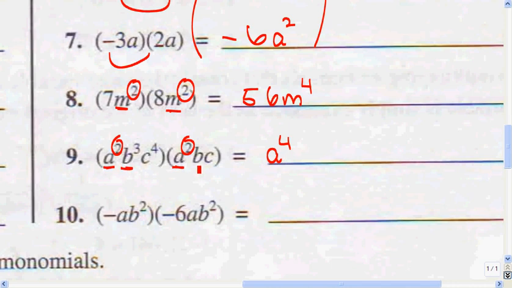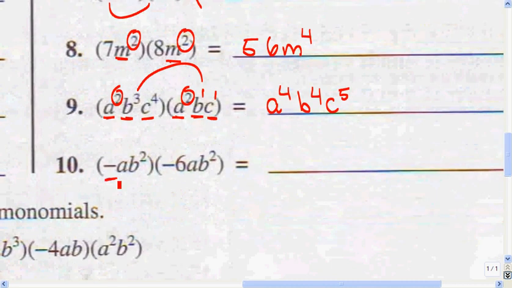Then we're going to do the b's. This is 3 and there's a 1 because when there's no exponent, it's understood to be 1. So 3 plus 1 is b to the 4th. Then you do the c's. 4 and then there's a 1 here. That's 4 plus 1. That's c to the 5th power.